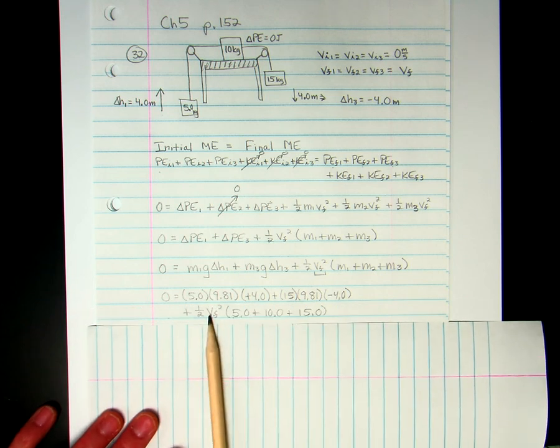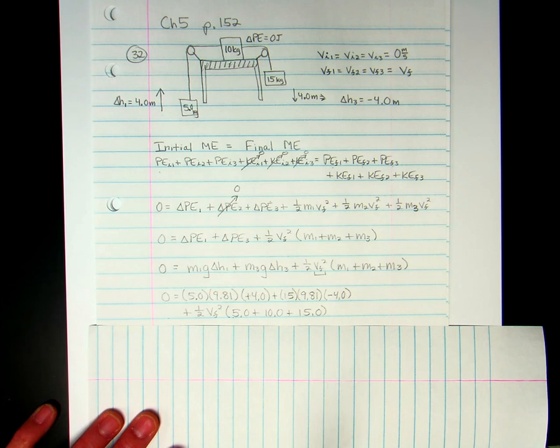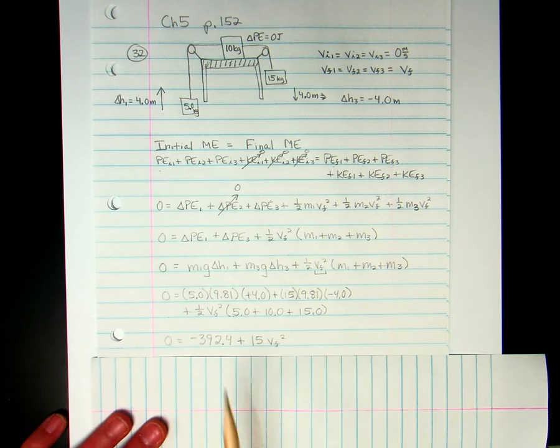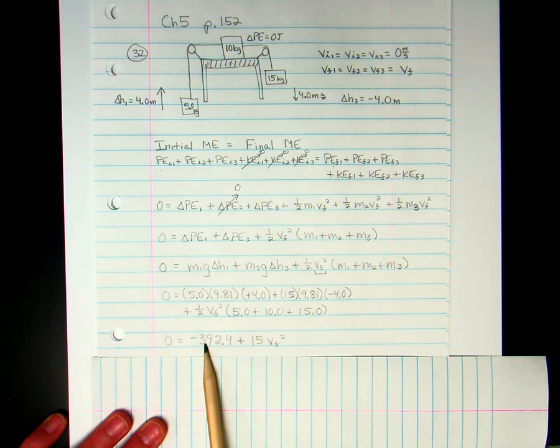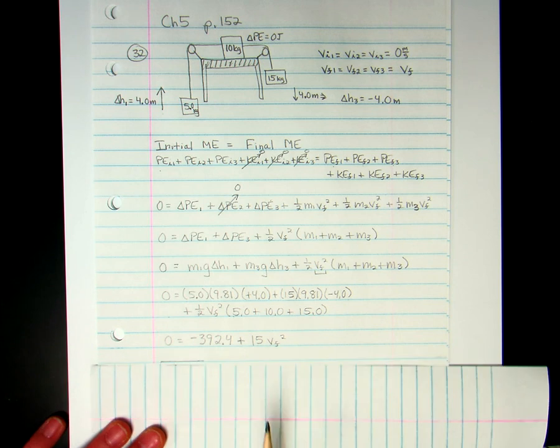Plus 1/2 V squared, and I just substitute the masses. Now, what I've done is I've just combined the first 2 terms to get negative 392.4, and I've multiplied 1/2 times the sum of the masses. I have 5 plus 10 plus 15, that's 30. Half of 30 is 15.